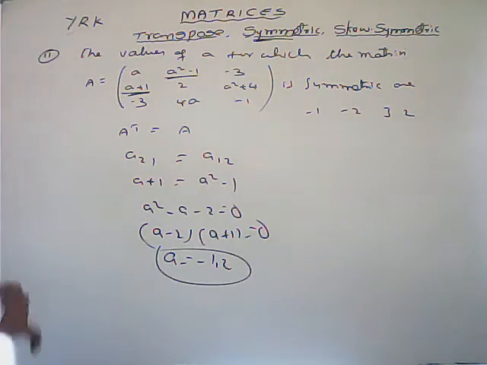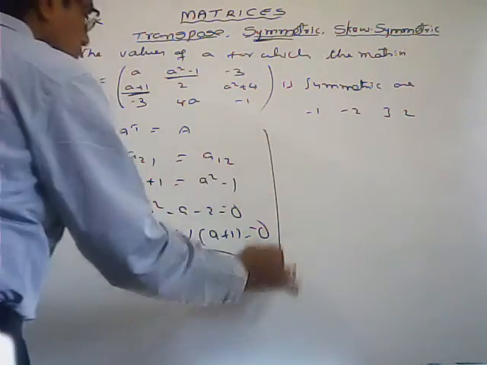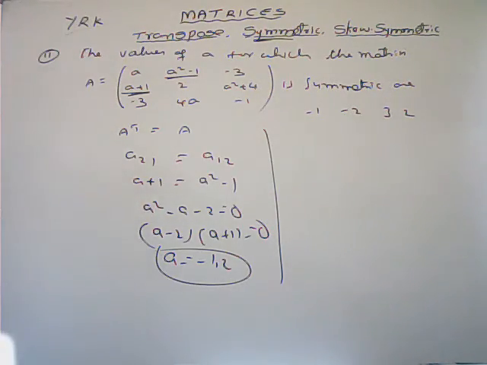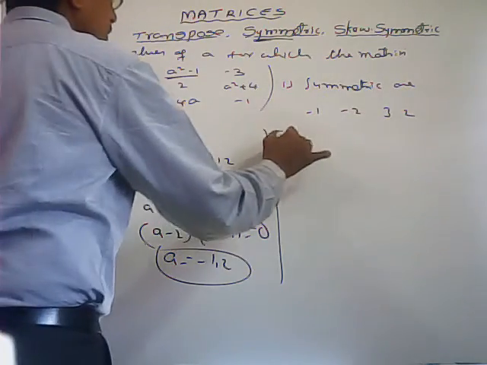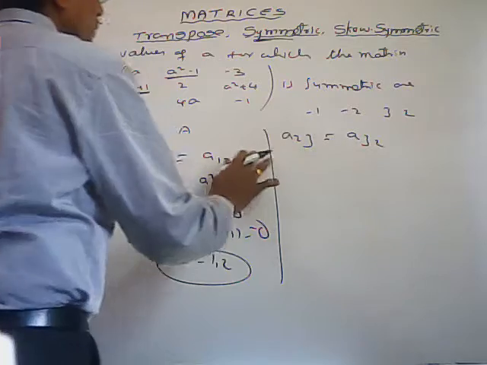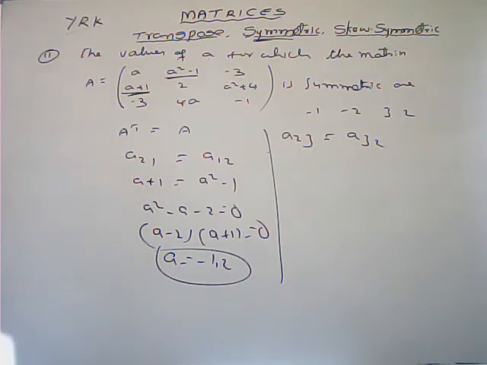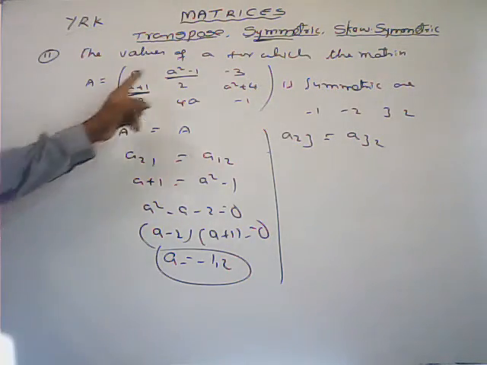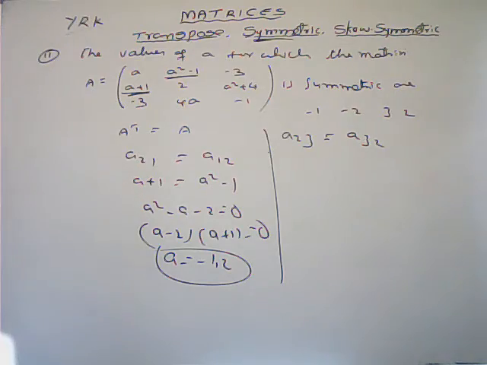Here we got two values, and both values are there in the options also. So you can take one more condition as well. You can take anything. The second row third column element should equal the third row second column element only. Why? Because the matrix is already given as symmetric, so the ith row jth column element should equal the jth row ith column element.